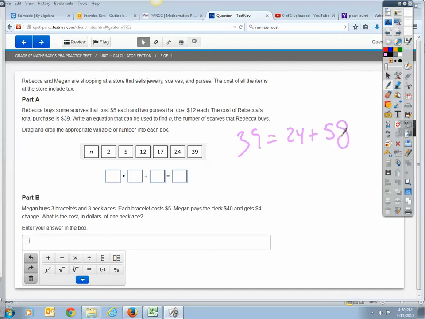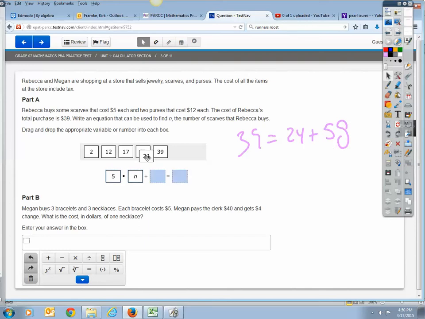All right. So then it says, write an equation that can be used to find n. Oh, that's wonderful. I already have it. Look at that. So we have n for the number of scarves. That's the same as s, right? The scarves are $5 a piece, and that's why I'm multiplying them here. And then I am adding to it 24 because I'm buying 2 purses and they're $12 each. And I have a grand total of $39. So there's my equation.